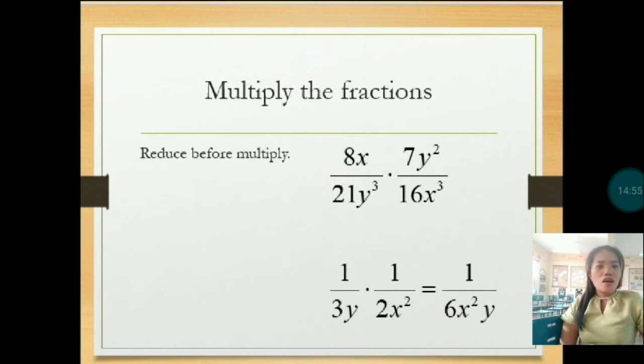go back to the process. We have 1 times 1, meaning multiplying both the numerators. That is 1, and then 3y times 2x squared, that gives us 6x squared y. That is our final answer.